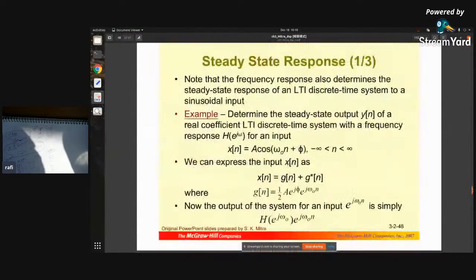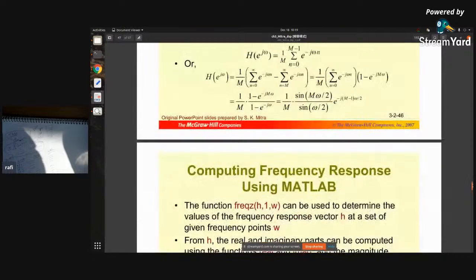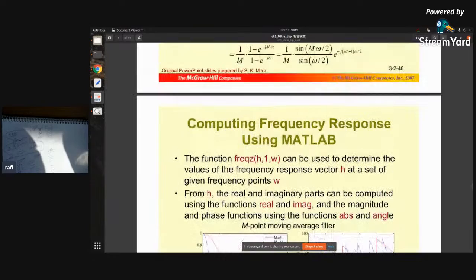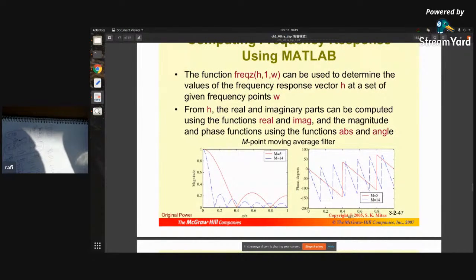So this is one example of what we call the frequency response of the system. This is the magnitude response, and this is the phase response of the system. We generally don't consider the phase response as of now. We just see whether it is linear or not. Later we'll see the importance of phase. As of now, just see the magnitude. As m increases, the cutoff frequency is decreasing. Moving average is nothing but a low pass filter.